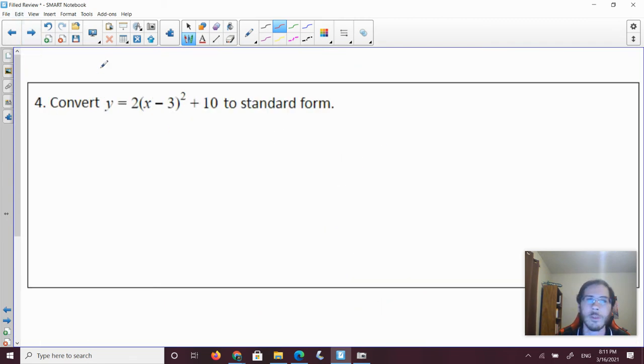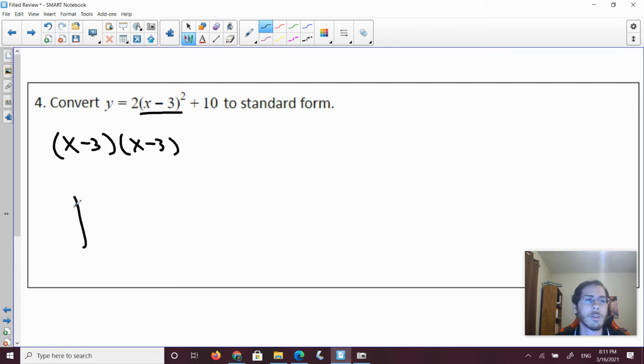All right, for 4, convert to standard form. So right now it's in vertex form. To convert it to standard form, we basically are just going to expand this right here. So we're going to take this x minus 3 squared, and we're actually going to square it. So x minus 3 squared is x minus 3 times x minus 3.